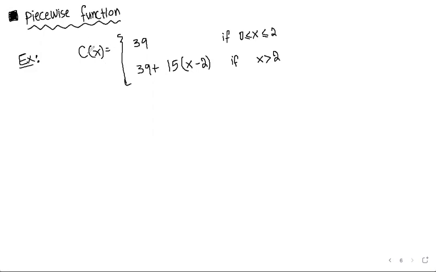A piecewise function means a function has two functions inside, but each has a different domain than the other. This function has domain from 0 to 2. This function has a domain of any number greater than 2. So the question now: evaluate c of 2, c of 1/2, and c of 4.